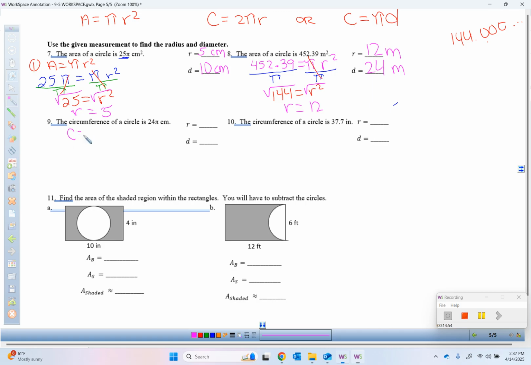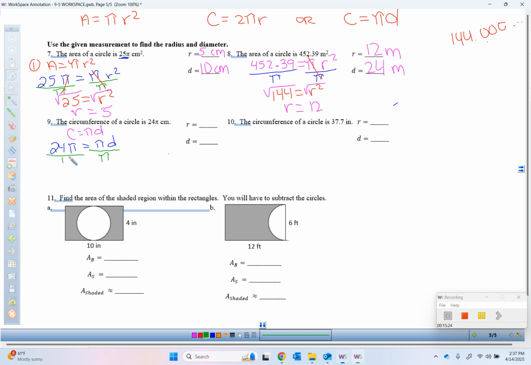So if I have my circumference, and if we use pi times diameter, that's fine. We can use either one. So my circumference is 24 pi equals pi times diameter. This time in this formula, if we were doing 2 pi r, we'd be solving for r. But we're doing pi d, so we're going to solve for d first. And the first thing we need to do to get the d by itself is divide by pi.